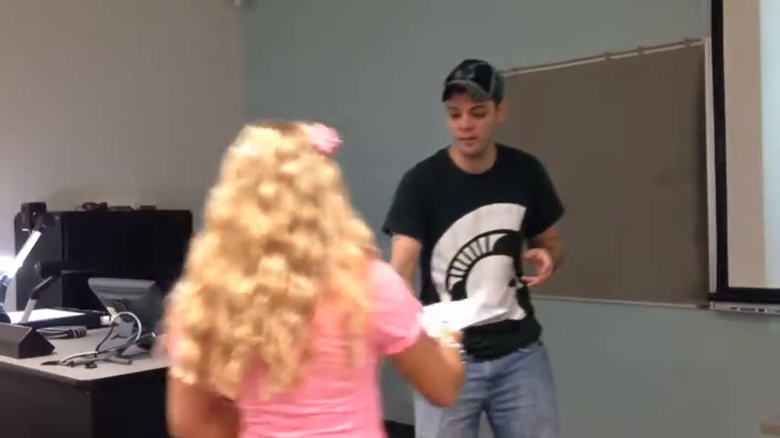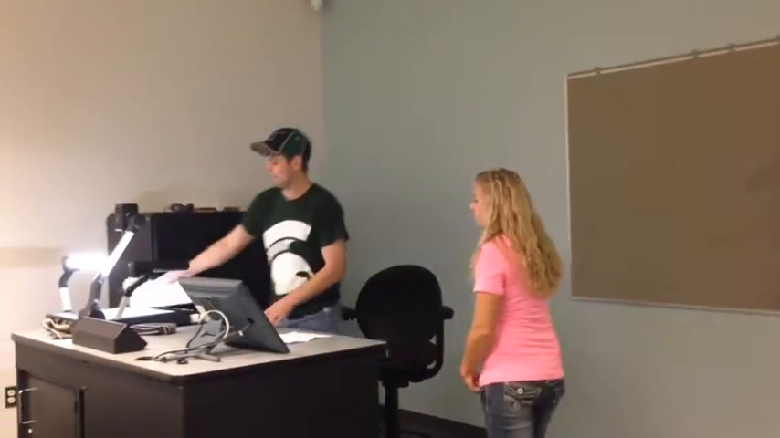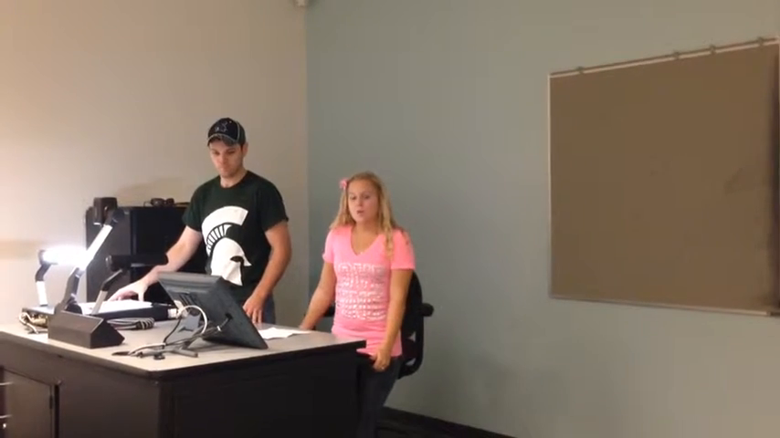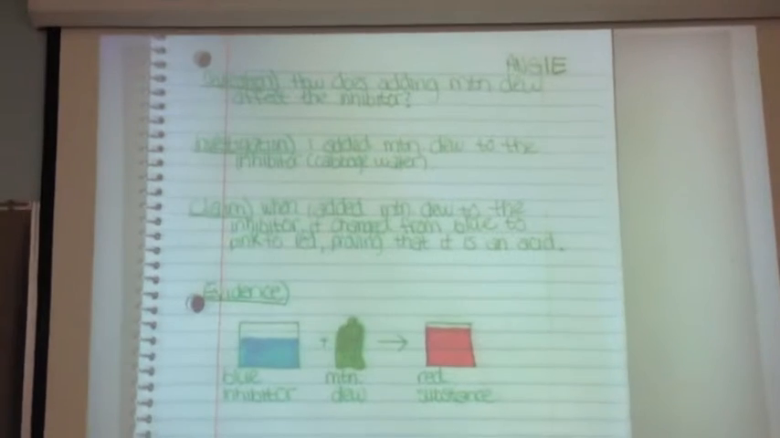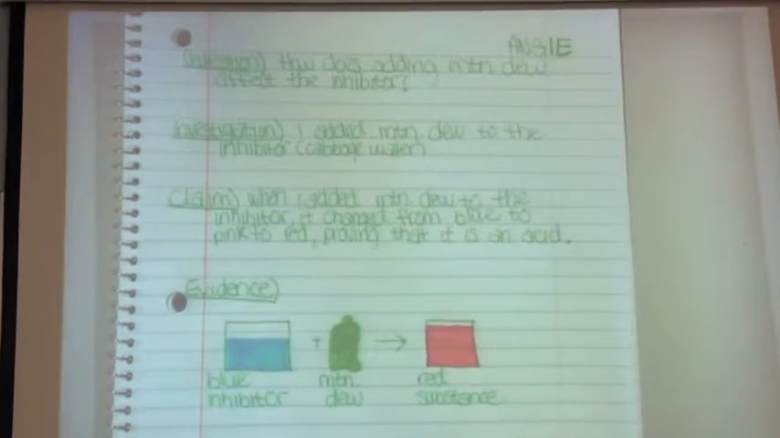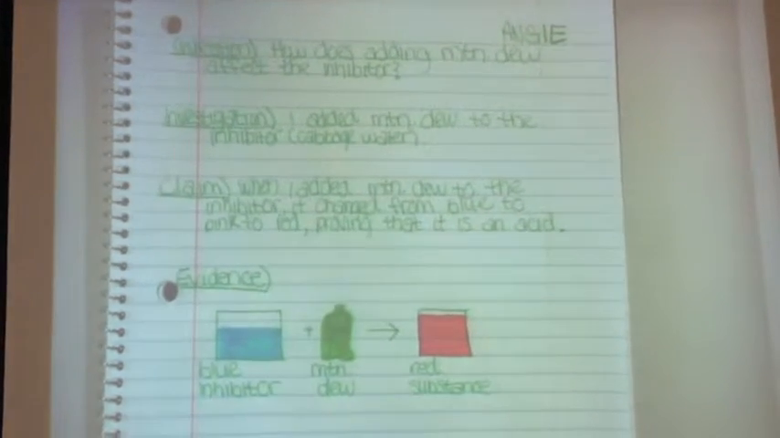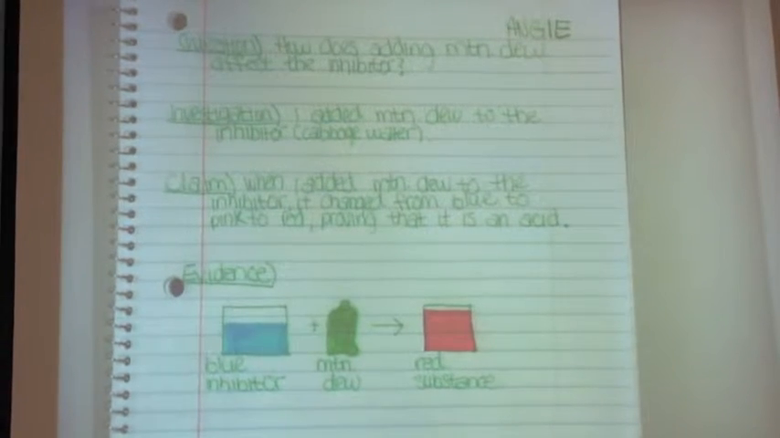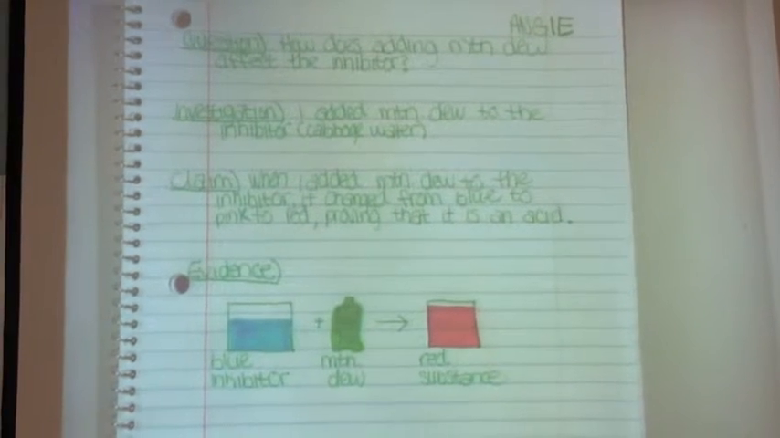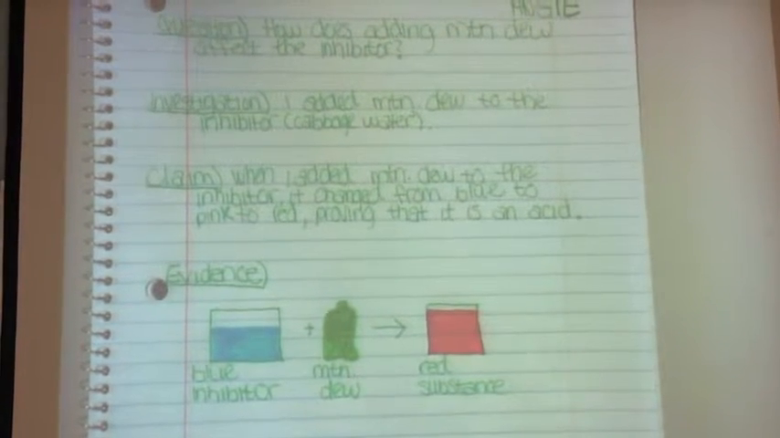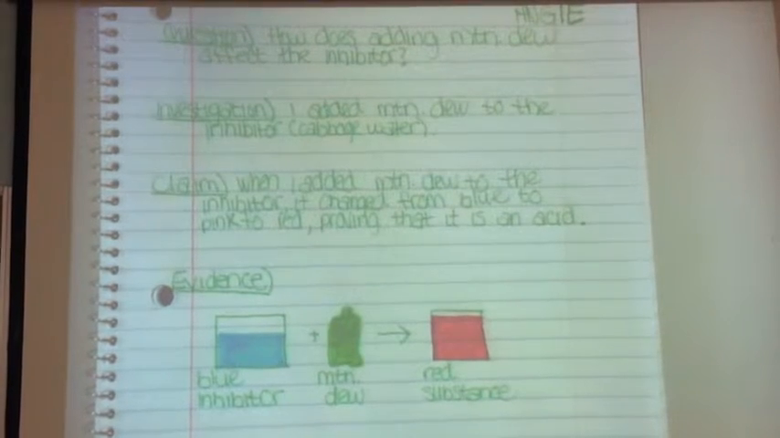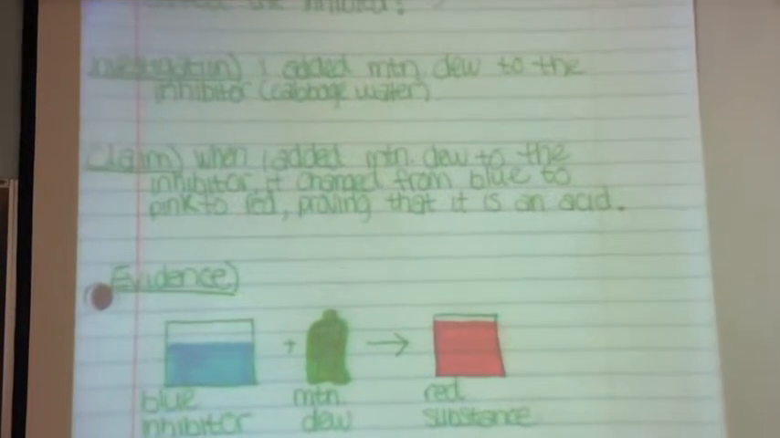Okay, I'll put that on the overhead. So my question was, how does adding Mountain Dew affect the inhibitor water? And for my investigation, I added Mountain Dew to the inhibitor water, or the cabbage water. And for my claim, when I added Mountain Dew to the inhibitor, it changed from blue to pink to red, proving that Mountain Dew is an acidic substance. And for my evidence, I just showed the cup with blue inhibitor water, adding the Mountain Dew, and the result is a red substance, which further proves that it is an acid.